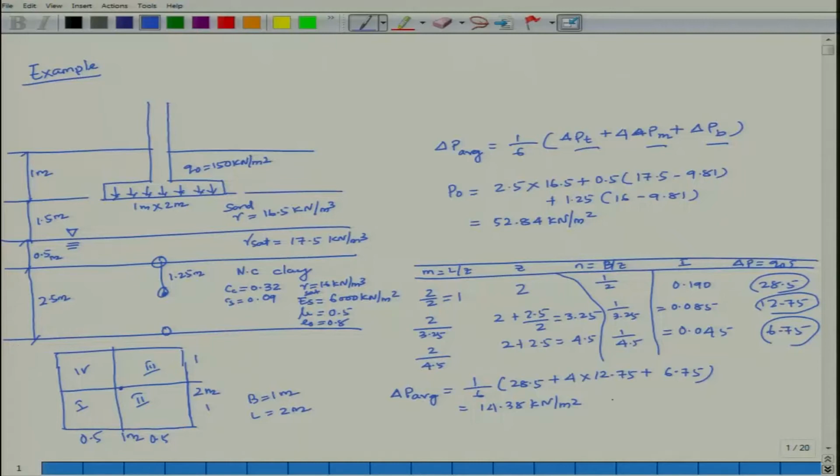You can check the calculations. I have done it. You can use your calculators and check whether these factors, I, are correct or not. This is the procedure. There might be small mistakes.